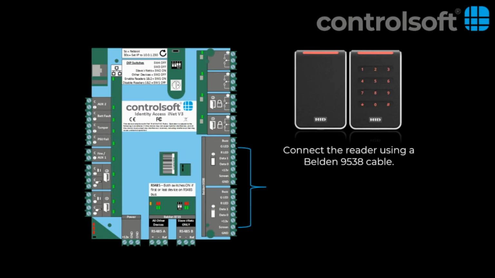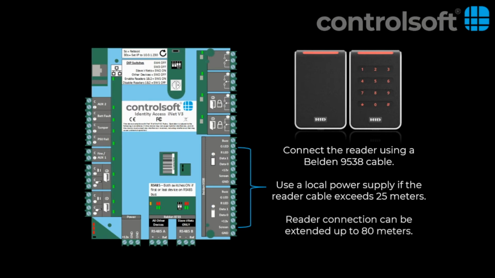We recommend using a Belden 9538 cable for your Wiegand connections. 12-volt Wiegand readers can be powered from the iNet's Wiegand ports up to 25 meters away. You can extend the Wiegand reader's wiring up to 80 meters away from the controller, but anything over 25 meters, you may require a power supply local to the reader.